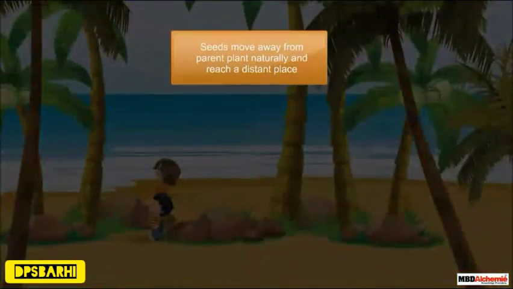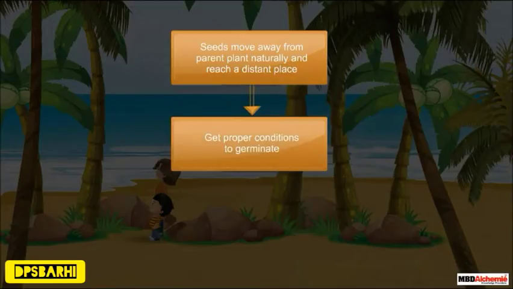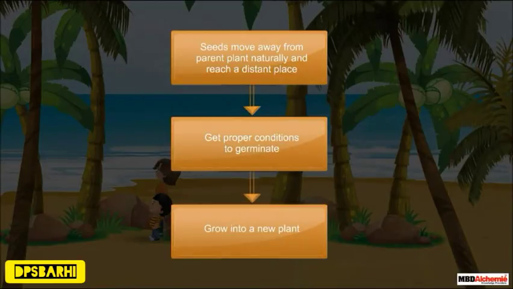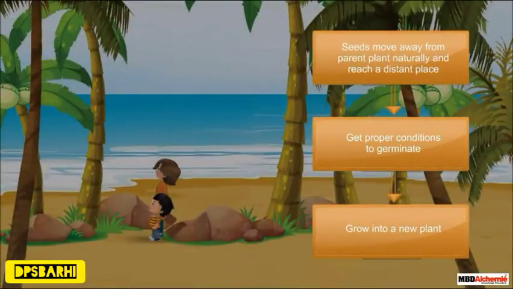Many a time, seeds move away from the parent plant naturally, reach a distant place, get the proper conditions to germinate, and then grow into a new plant. So this is how so many coconut plants have grown on the island where Sid is visiting.